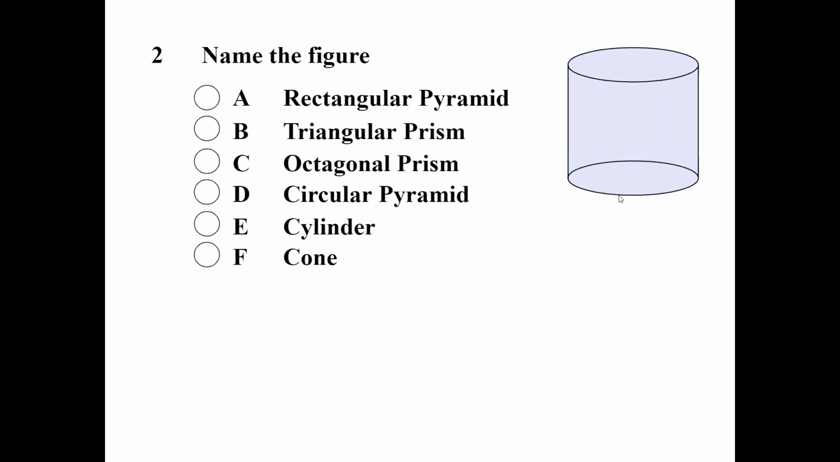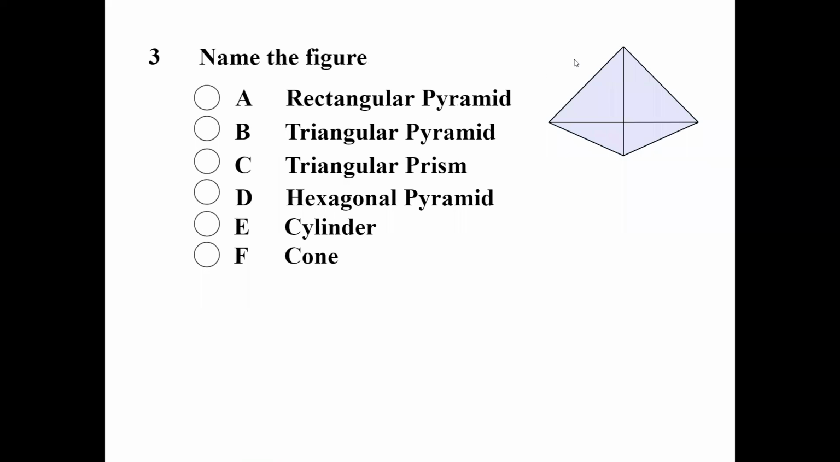This one should be an easy one. We've got a base that's a circle, and it's got another base up top, and those match up. So it's going to be a cylinder. So that's going to be E. Go ahead and try to name this figure on your own, and I'll give you your answer after.